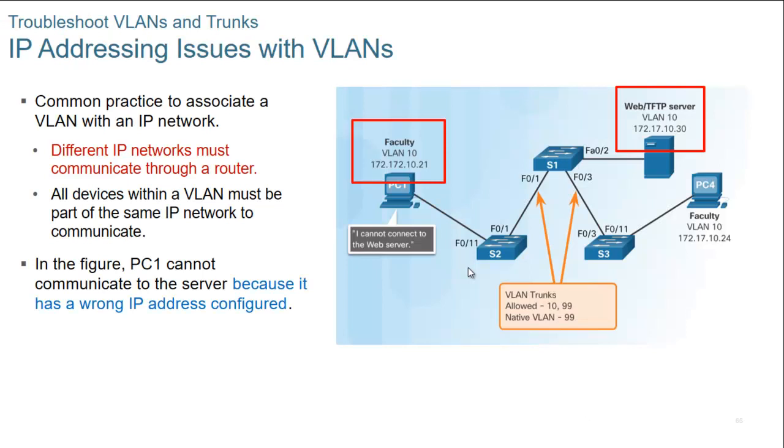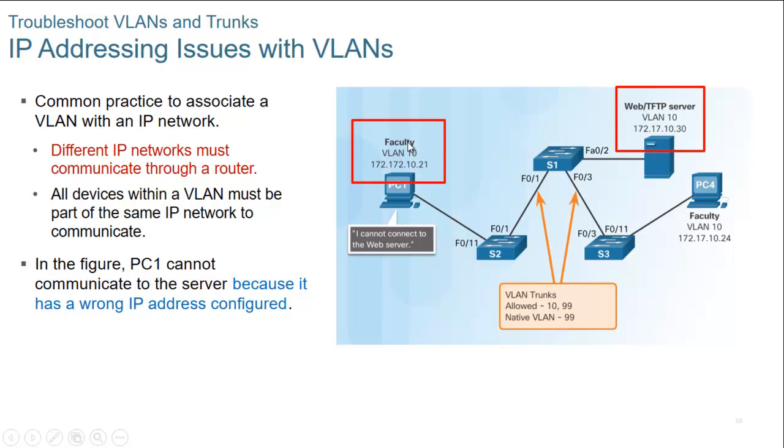Now let's troubleshoot a little bit of VLANs and trunks. It is common practice to associate a VLAN with an IP network. Different IP networks must communicate through a router, which is logical. All devices within a VLAN must be part of the same IP network to communicate. In the figure, PC1 cannot communicate to the server because it has the wrong IP address configured.